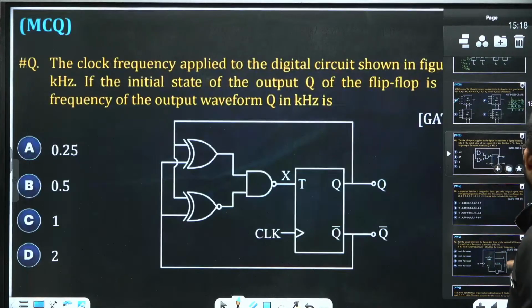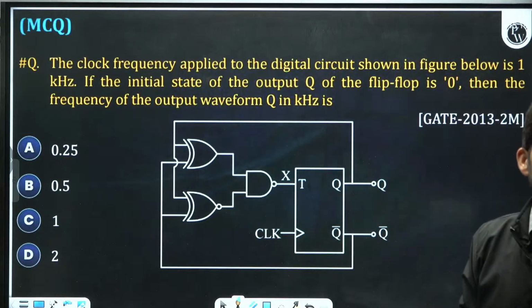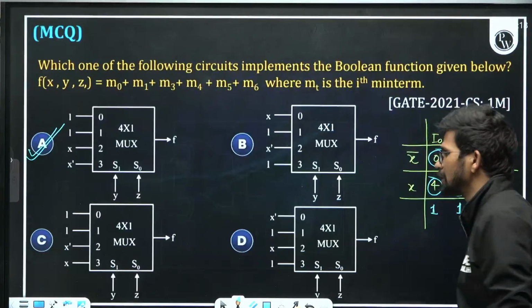Now this is a question of a sequential circuit. Tell me the answer of this question. GATE 2013, 2 marks question. Okay. The answer is A option, D, C.